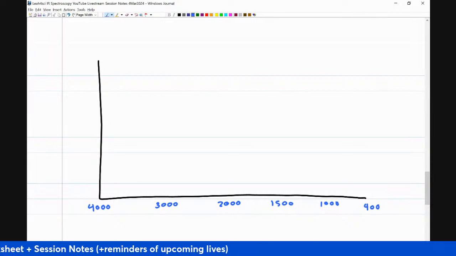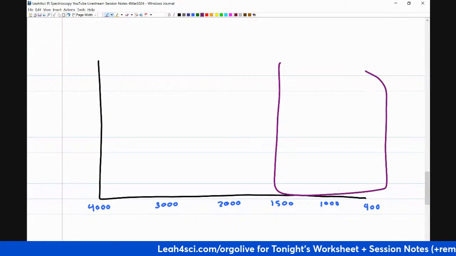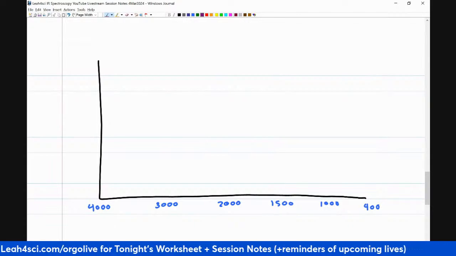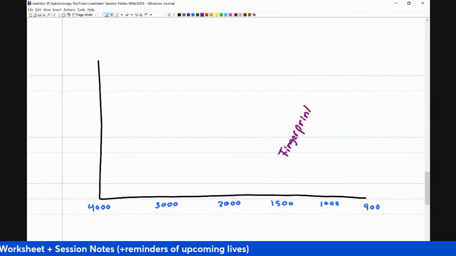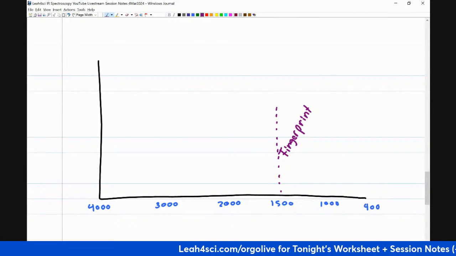The first area that you're going to see and potentially get overwhelmed with is this. This right here, up to 1,500. This is called the fingerprint region. And the fingerprint region is very, very detailed. Here's how I want you to think about it.